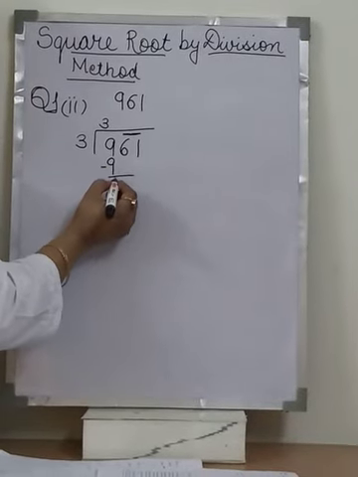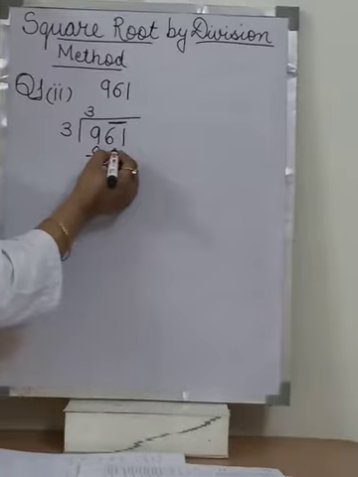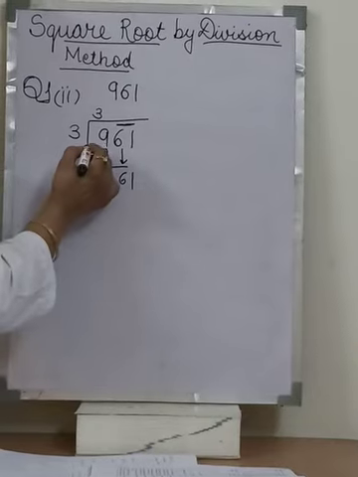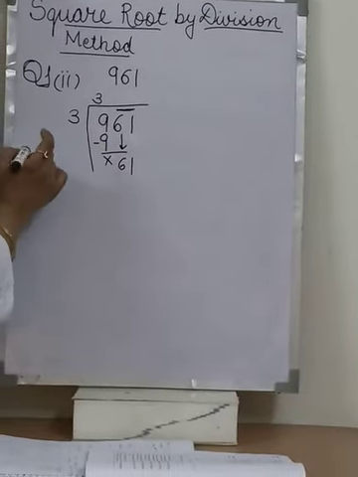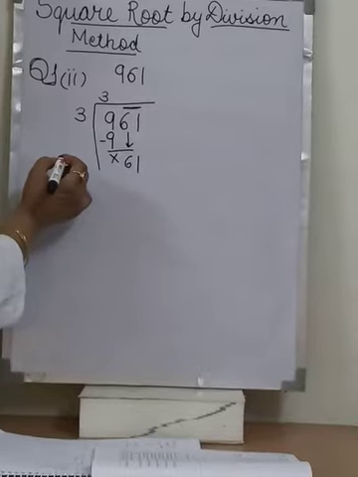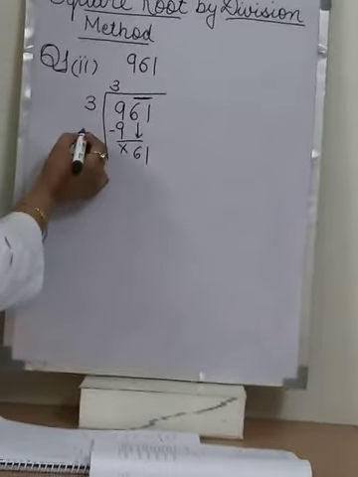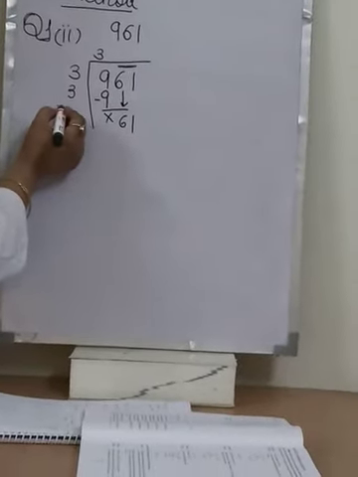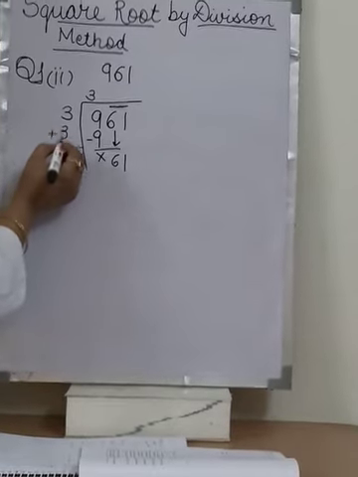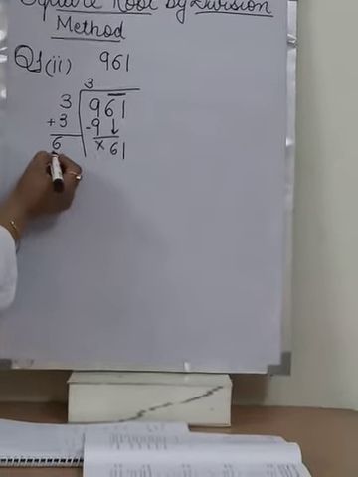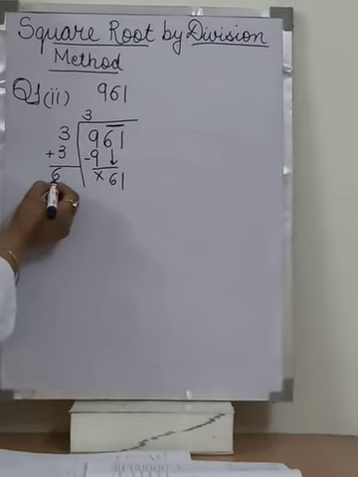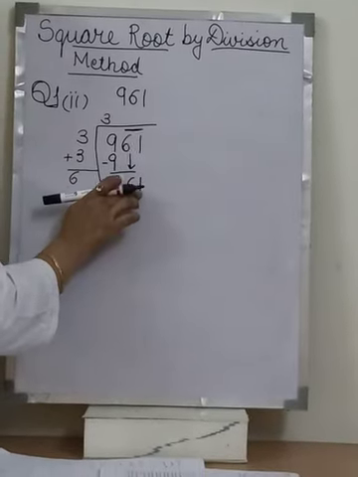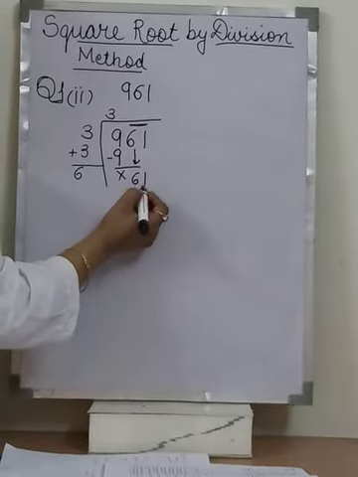We subtract now as we do in division. Nothing left. Now we copy. I told you we copy the number in pairs only. Every time we will be looking for a new divisor and a new dividend. The new divisor is obtained by adding this 3 here, so 3 plus 3 is 6. Now the new divisor is 6 and we have to write one such number that the new dividend, now 61, gets divisible by it.